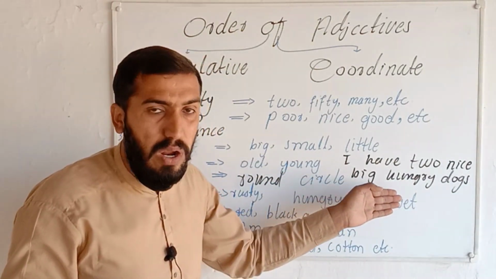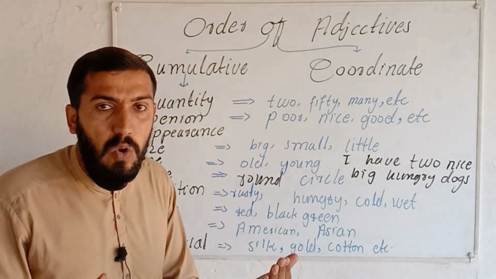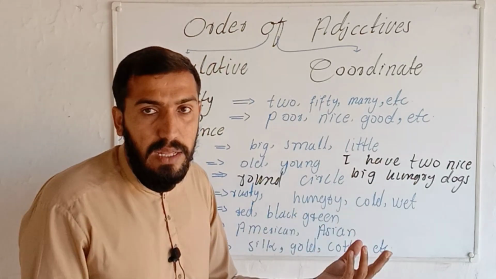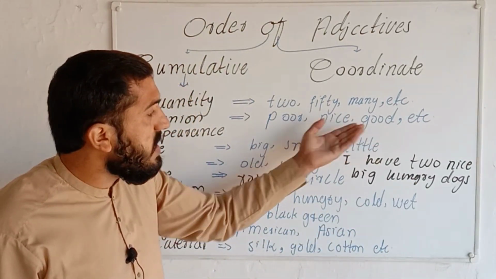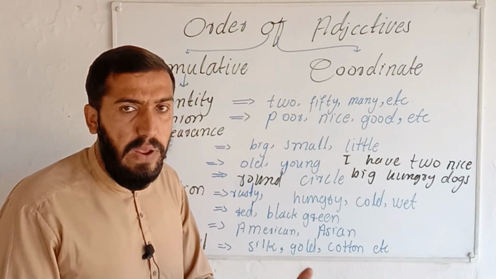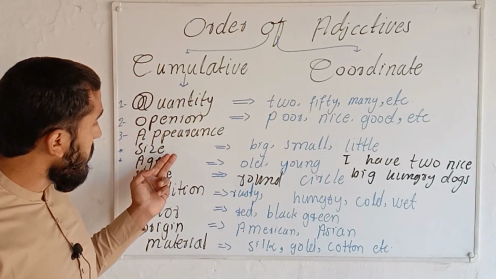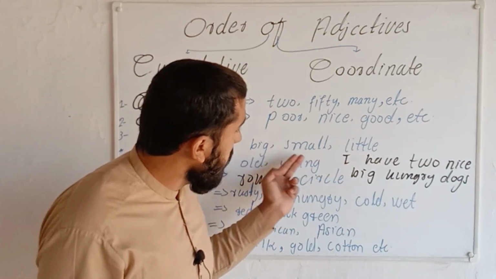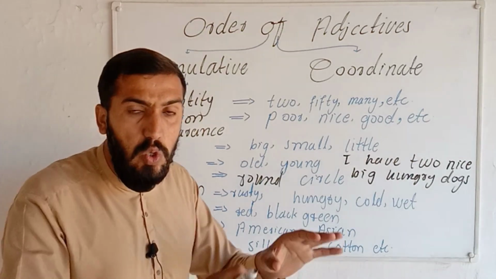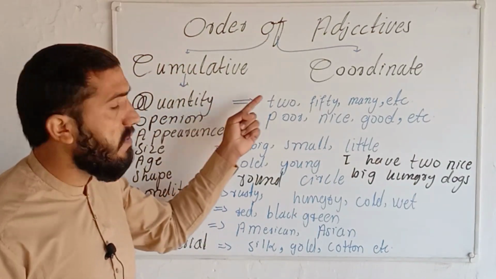So we use cumulative adjectives in this order. This is a particular order. First I need to use quantity, if I have it. The second, if I have opinion, then I should use these kinds of adjectives, like beautiful, nice, good, great, etc. And then if you want to go for size, you can use these adjectives. And then age, shape, condition, color, origin, material, etc. So you should use this particular order. That is why we call them cumulative adjectives.